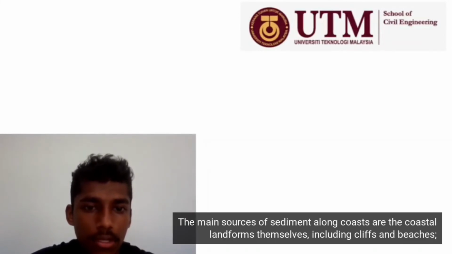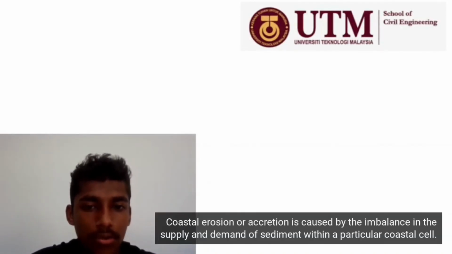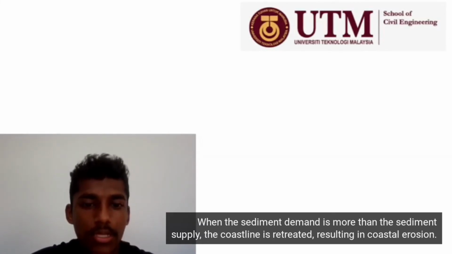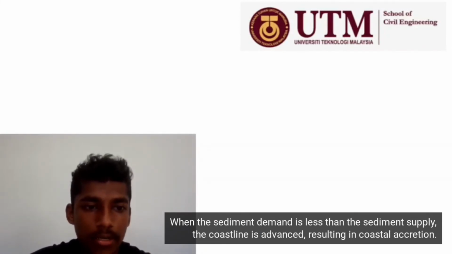The main source of sediment along the coast is the coastal landforms themselves, including cliffs and beaches, the nearshore zone, the offshore zones and beyond. Coastal erosion or accretion is caused by an imbalance in supply and demand of sediment within a particular coast. When the sediment demand is more than the sediment supply, the coastline retreats, resulting in coastal erosion. When the sediment demand is less than the sediment supply, the coastline advances, resulting in coastal accretion.